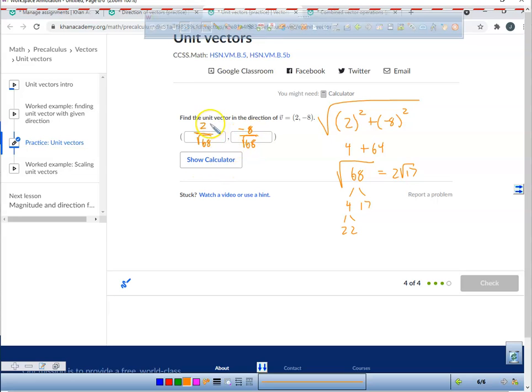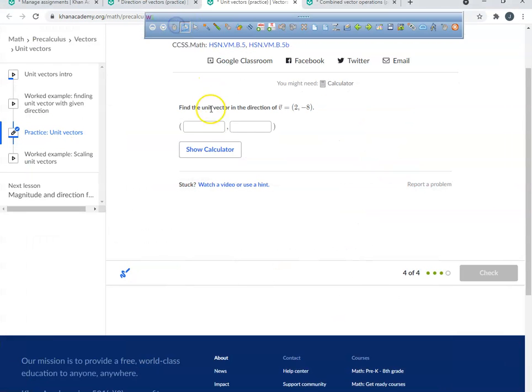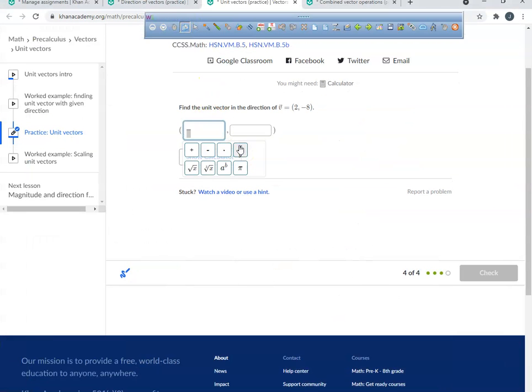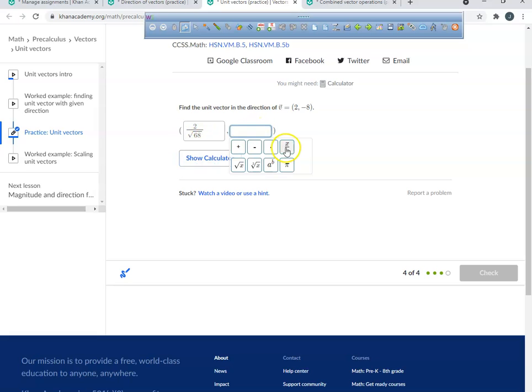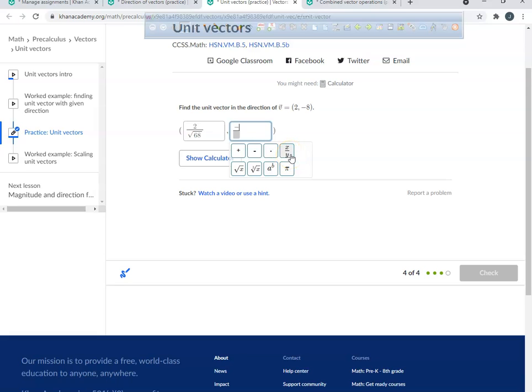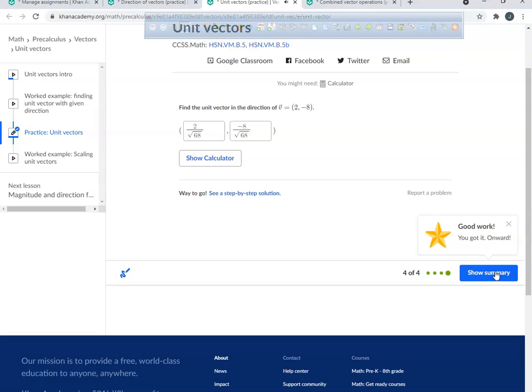Sorry if you can't read my handwriting. That's 2 over the square root of 68 and negative 8 over the square root of 68. Okay? And here, I got to put a negative, not an equal sign, negative 8 over the square root of 68. Okay? And that's it. So that's basically all we're going to be doing today.